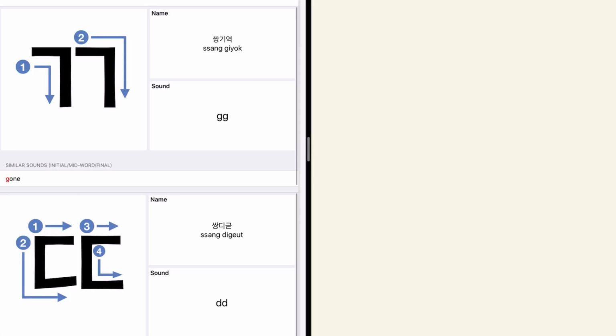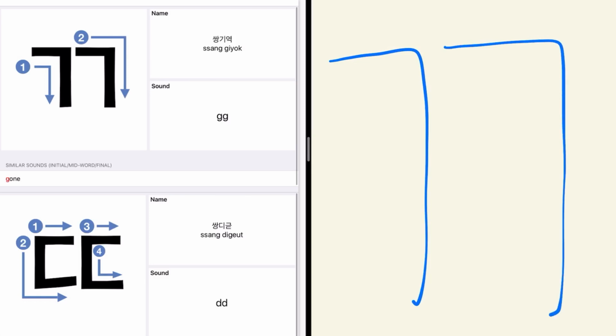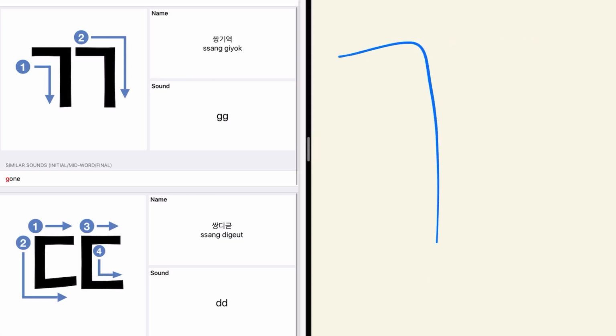쌍기역. Okay, not 억. 쌍기역. Actually, this one is 쌍. It means 双 in Chinese, because it is double. So here, 1, 2. Okay, one more. 1, 2. Okay, 쌍기역. Next one is 쌍디귿.